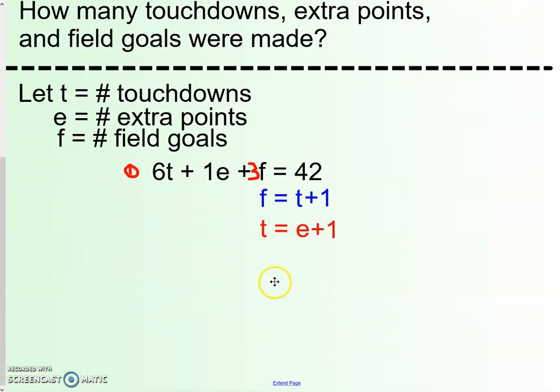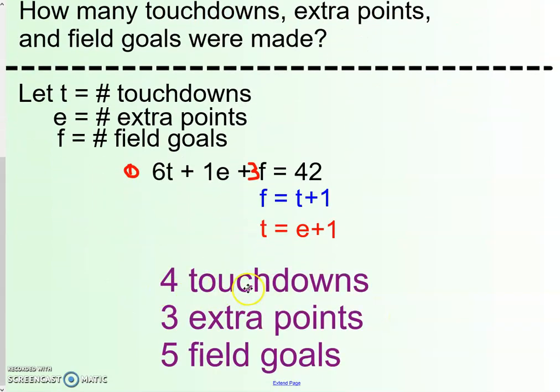And I will say the answer is there were 4 touchdowns, there were 3 extra points, and there were 5 field goals. So tonight you're just doing brute force, and I know this can be tough and it can be frustrating, but your homework has all the answers included, so check those answers as you go through.